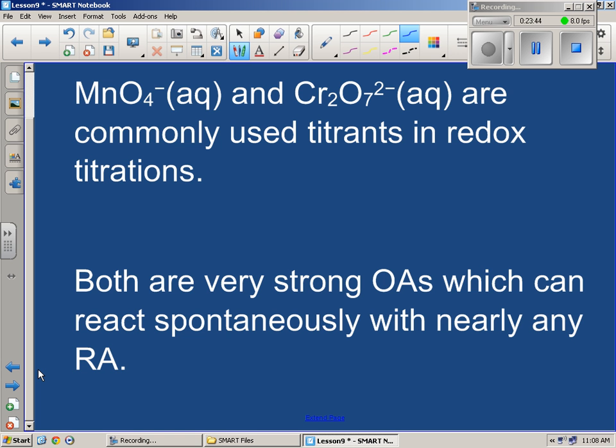So these 2 with acids are very good at gaining electrons. Therefore, they're almost always your SOAs. They basically react almost spontaneously with any reducing agent, anything that's being oxidized.